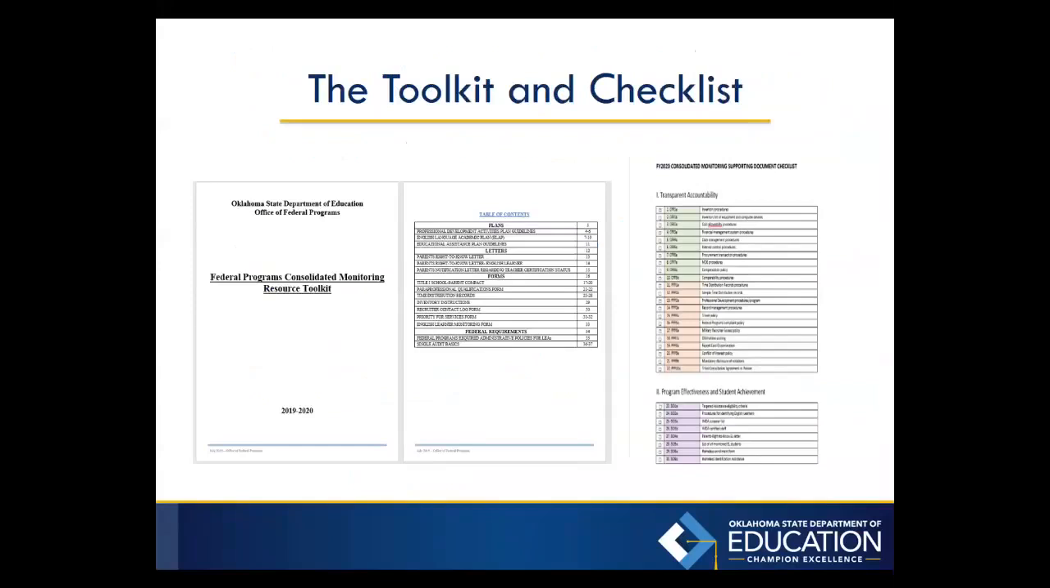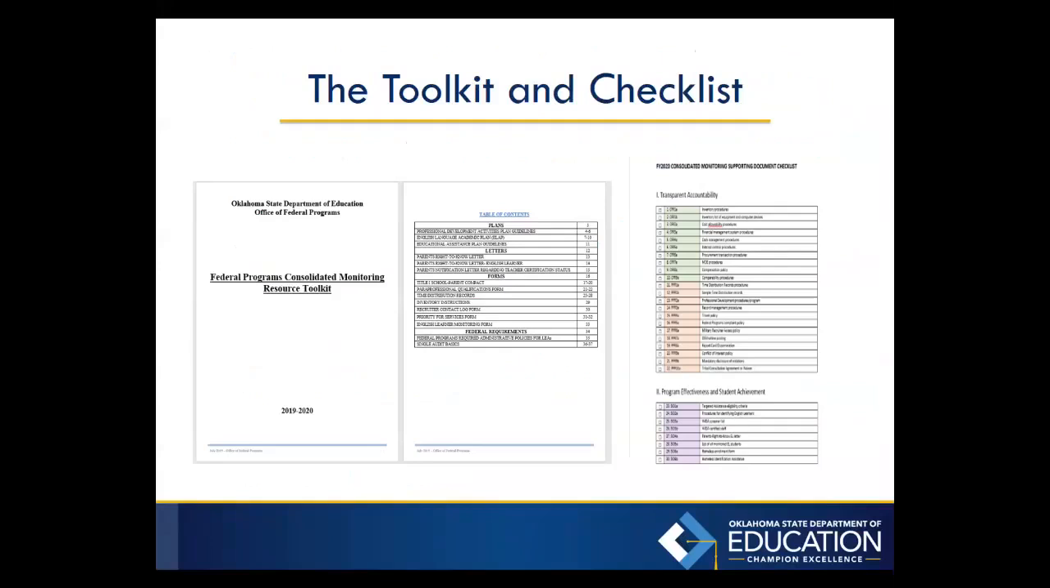I very, very strongly recommend you have a look at this. There are templates and examples of a number of documents that you're required to have on hand. Not all districts always have these things on hand, so as you go through the monitoring tool, if you come across something that you realize you don't have in your records, check first in the toolkit. There may be a template there that you can use. That being said, these are templates. Please don't just copy and paste. You adapt it to your district as needed.